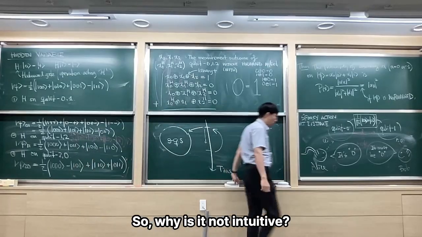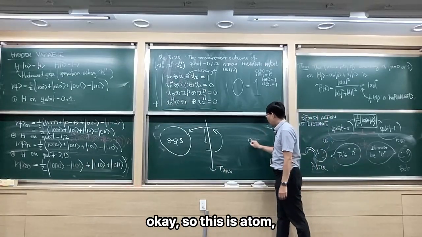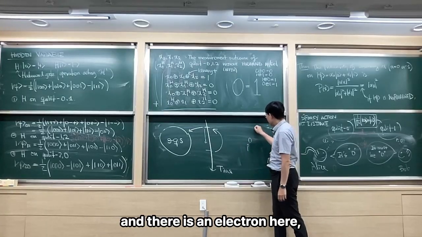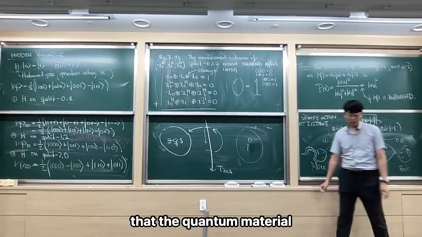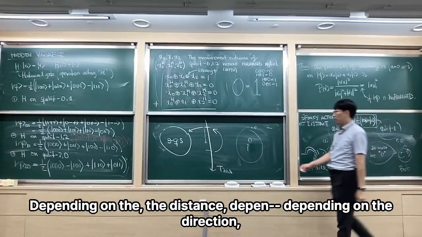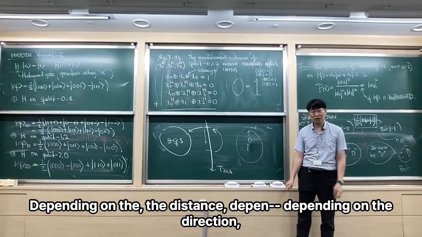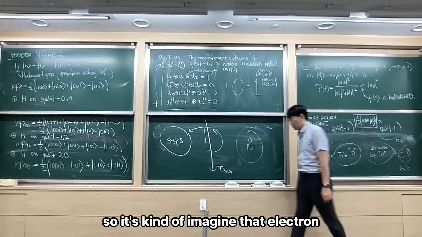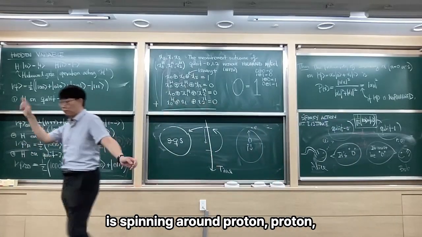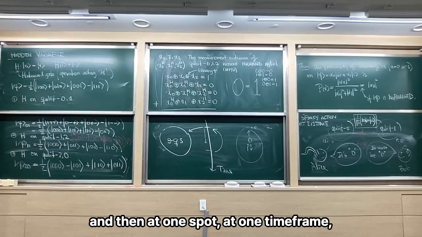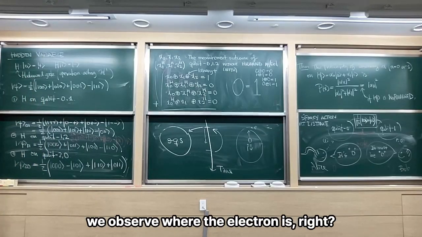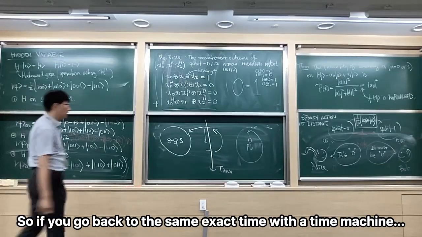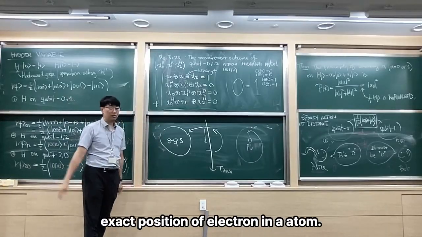So why is it not intuitive? Because we sometimes think that, okay, this is an atom, like a proton here, and here's an electron, and we kind of think that the quantum material is measuring where the electron is, depending on the distance, depending on the direction. We say the electron is up or down. So we imagine that the electron is spinning around the proton, and at one spot and one time frame, we observe where the electron is, right? So if you go back to the same exact time with a time machine, we'd get the same exact position of the electron in an atom.